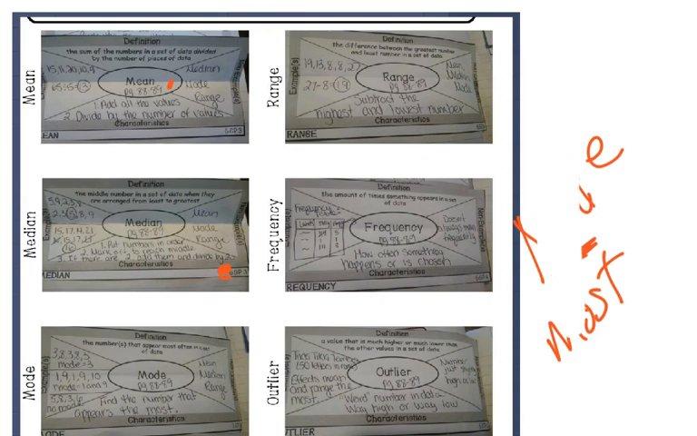Range is when you look at your highest value in your data set and your lowest value and you subtract them. That is the range of your data. Okay, frequency is the amount of time something appears in a set of data. So how often something happens or is chosen. And then the outlier, that's the one that doesn't make sense.